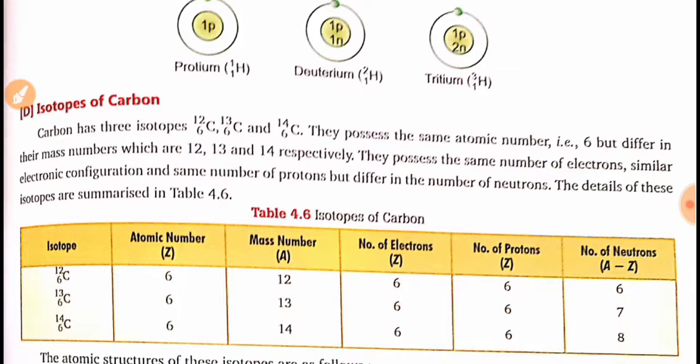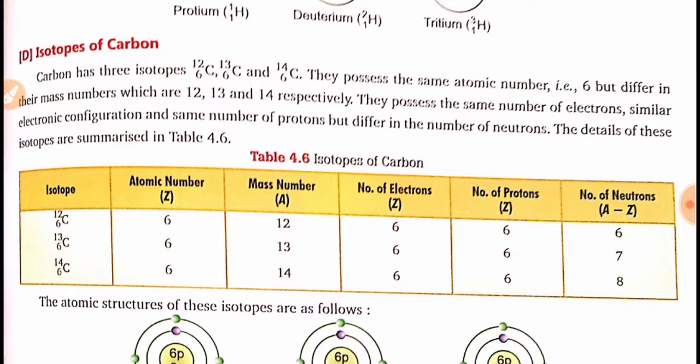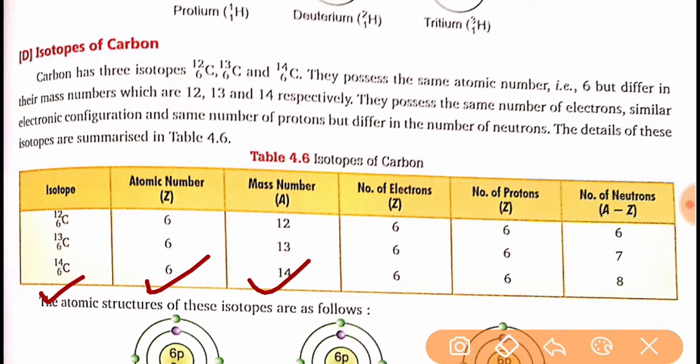Then we move to the isotopes of carbon. Carbon also has three isotopes: C-12, C-13 and C-14. They have the same atomic number but different masses: 12, 13, and 14. If you see their isotopes in a table, these are given: atomic number same, mass number different, electron number same, number of protons same.